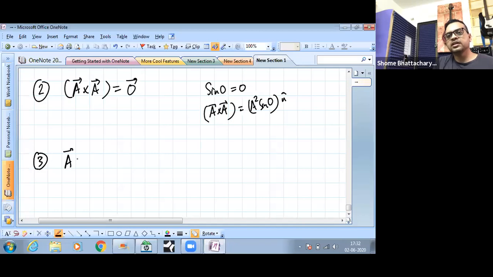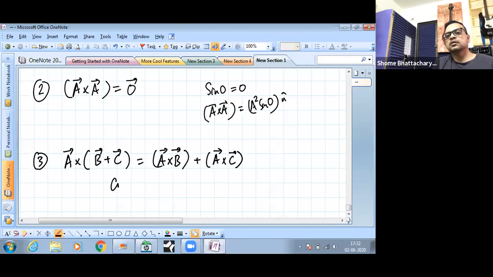So A cross of B plus C can be simplified as A cross B plus A cross C. That means cross product is a distributive operation.